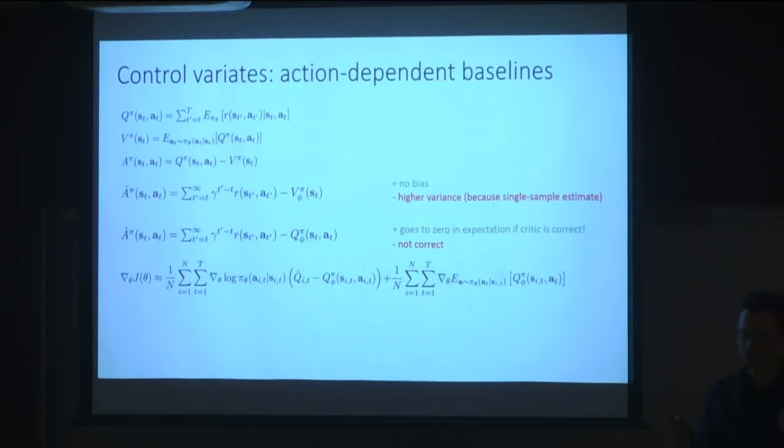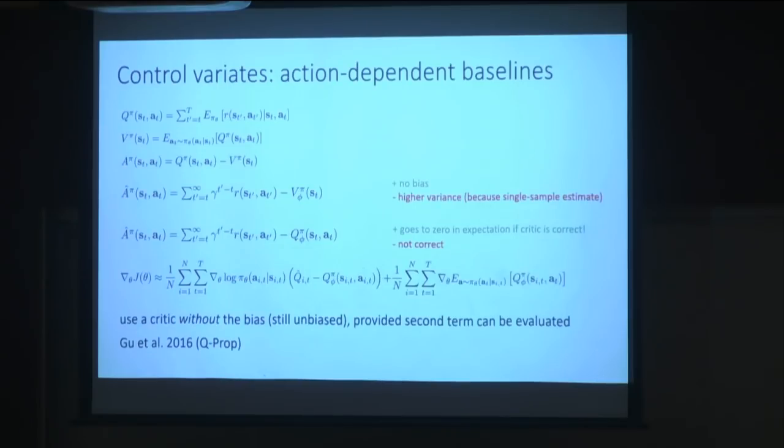Yeah, so if your simulator can reset to the same state multiple times, you could also sample this expectation. That's right. And there are actually quite a few methods in the literature that have proposed different forms for this Q and different ways to estimate this expectation in a way so as to get a better policy gradient estimator. If you want to read one example of a paper that did something like this, you can check out this paper called Q-prop by Shixiang Gu. So in general, you can use this critic without the bias, provided that you can evaluate the second term.